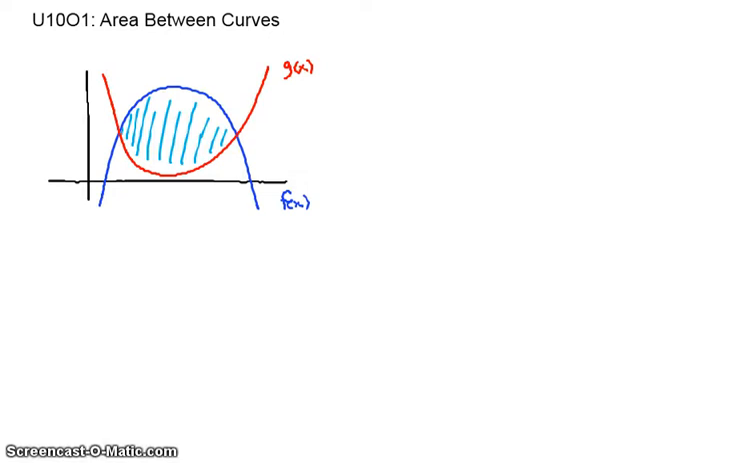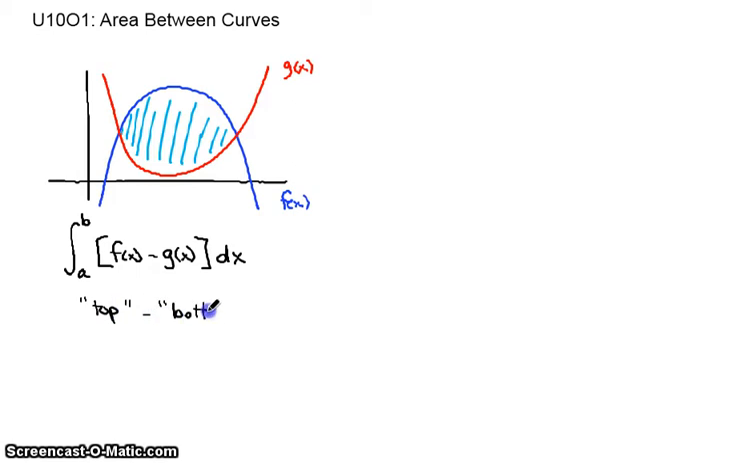So to find that blue area, we would want to say the integral from a to b of f of x minus g of x. And how I want you to think about this is the top function minus the bottom function. So if you're looking at your graph, the top function in this one is f of x, it's the blue value. The bottom function is g of x, it's the red function. Now the a and b are going to be where those two graphs intersect. So this point here would be a, and this point here would be b.